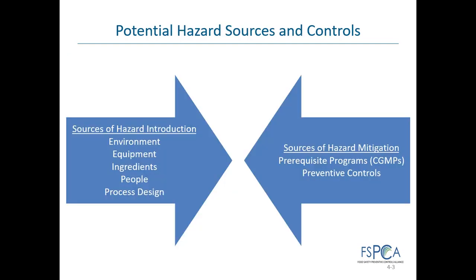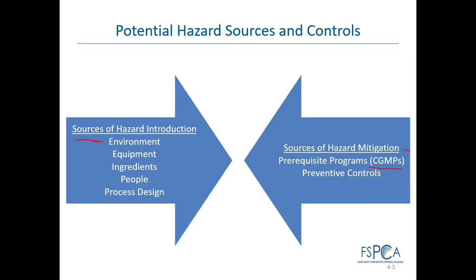This graphic right here is meant to represent what the purpose of the food safety plan is. So we spent chapter 3 talking about sources of hazards and how hazards can get into our final product, including things like the environment, the equipment, the ingredients, the people, and the process design itself. And now where we're going from there is we're going to talk about how to mitigate those hazards. So I guess we already did talk about the CGMP program. That's going to be our foundation for controlling most of the hazards that we have in our facility.